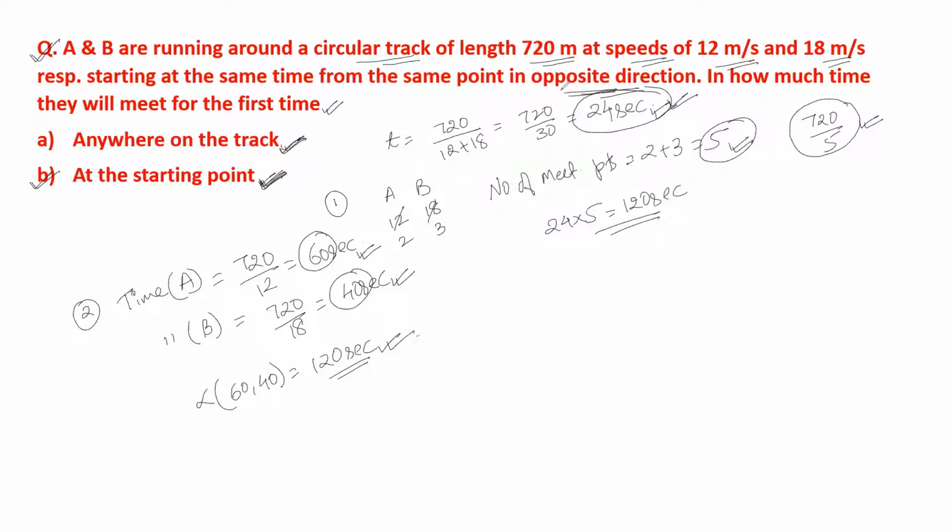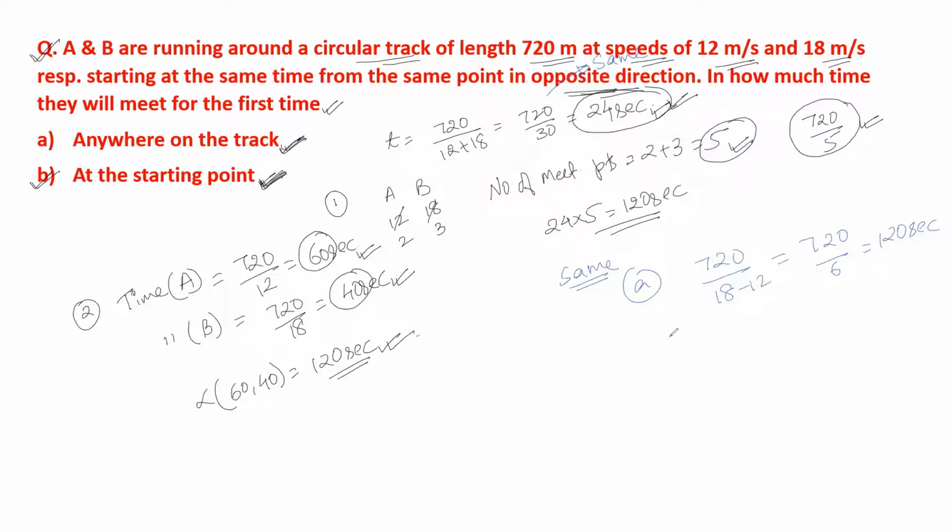So that means after every 120 seconds, A and B would be at the starting point together. Now, instead of traveling in the opposite direction, if A and B would have traveled in the same direction, then the time to meet anywhere on the track would have been simply 720 upon 18 minus 12, as they were traveling in the same direction. So this would be 720 upon 6. So that would be 120 seconds.